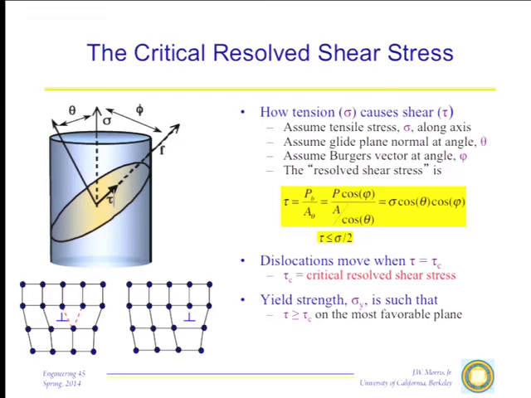So you load the sample in tension, that builds up the shear stress on all the planes. The force required to move a dislocation is going to be different depending on which crystallographic plane we're talking about. And when we get tau greater than tau c on the most favorably oriented and structured plane, then the material begins to yield. So the yield strength, sigma y, is the strength at which tau is greater than or equal to tau c on the most favorable plane for the dislocation to move. We put on a tensile load, the response of the material is a shear deformation, and the connection between the two is given by this simple formula here.